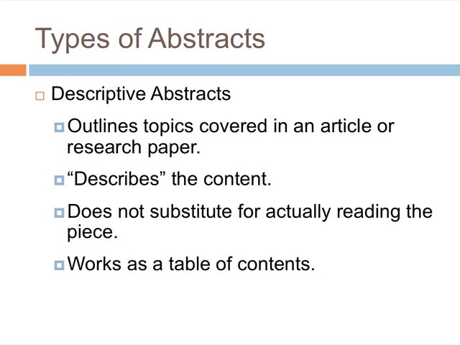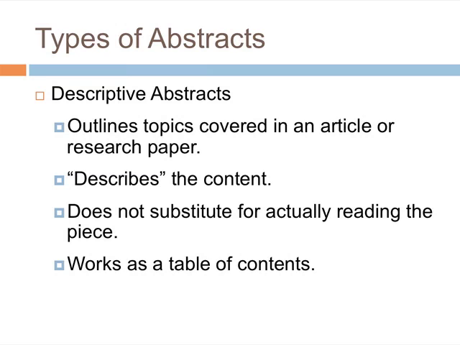There are many different types of abstracts, but one of the most common is a descriptive abstract. A descriptive abstract outlines topics covered in an article or a research paper. It also describes the content. It does not substitute for actually reading the article, and it often works as a table of contents.